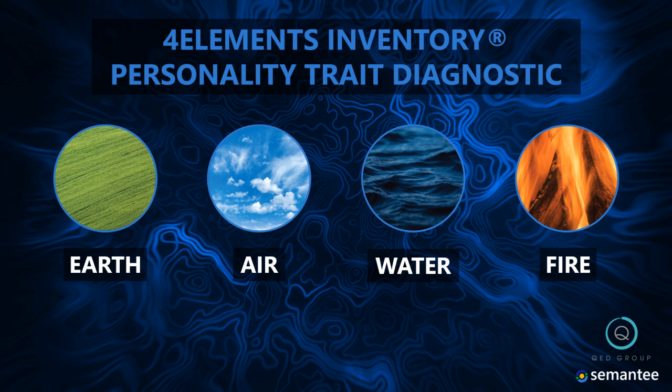In today's little demo video, we're going to show you how to leverage artificial intelligence when you're working with a psychodiagnostic methodology. In this case, we're going to work with the 4Elements inventory methodology, a personality profile inventory developed by the Czech company QED Group. It's a very intuitive tool which allows you to assign character traits to one of the 4 elements, which is something most people intuitively understand very well.